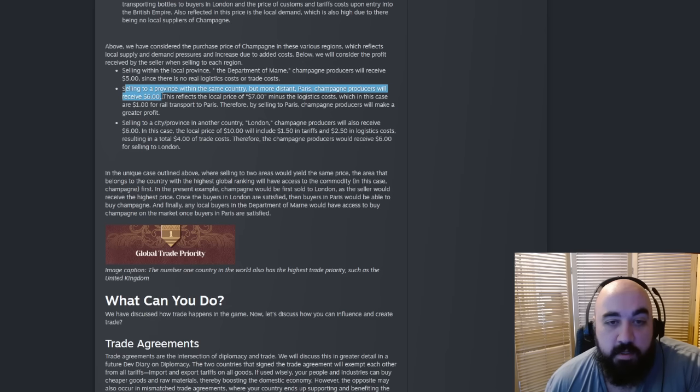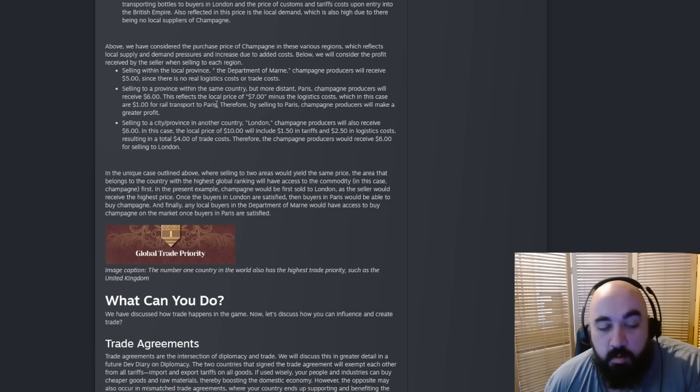This reflects the local price of 7 minus the logistics costs, which are $1 for the rail transport to Paris, which, since the rails are owned by the state, I assume gets paid to the state. Therefore, by selling to Paris, champagne producers will make a greater profit. Okay.